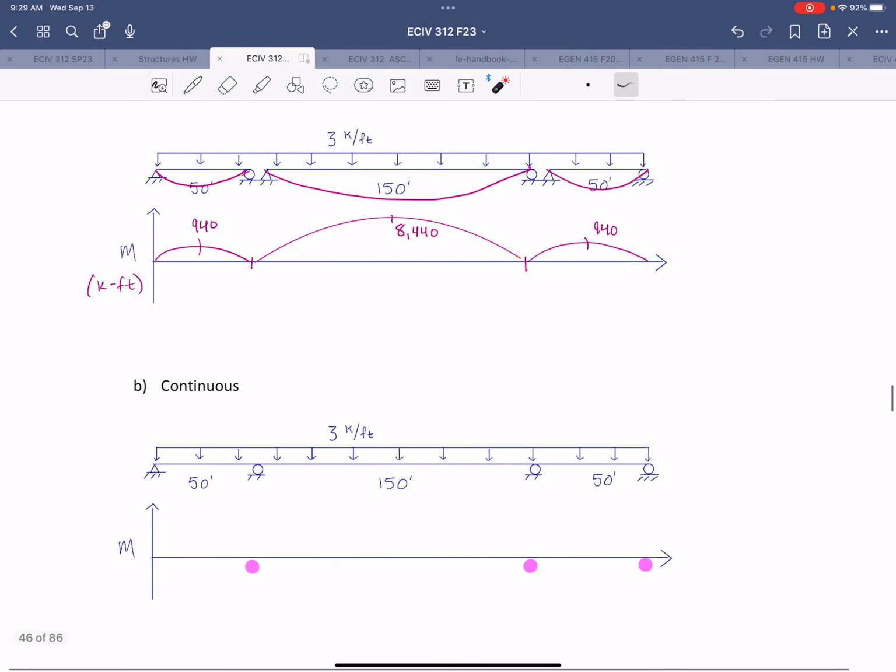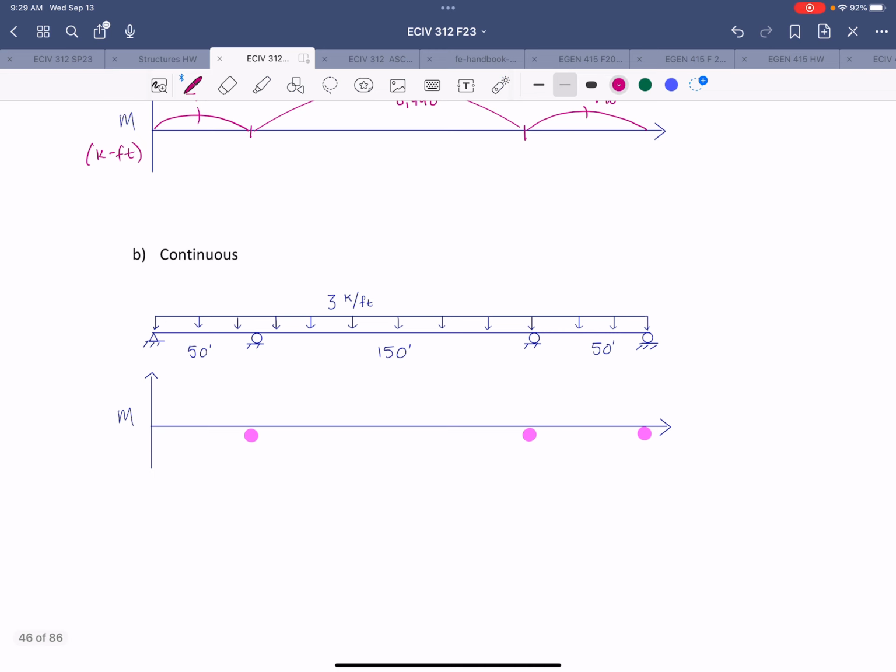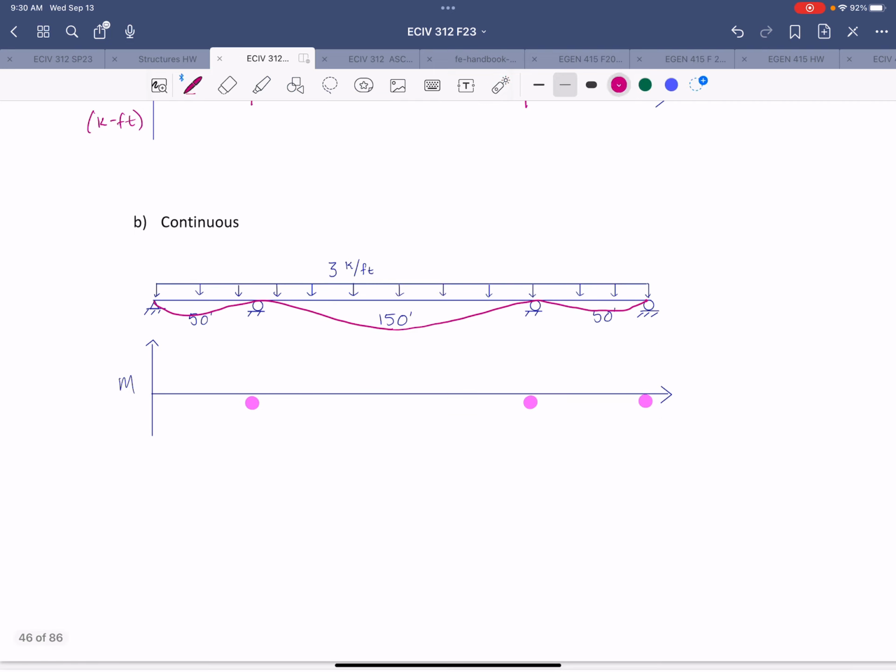But let's look at what happens if we make it a continuous beam. So now it's indeterminate. It's more complicated to analyze. The deflected shape, we're just going to do an intuitive assessment here first. The deflected shape would look something like this. So we would have some negative bending over the internal supports there. And the moment diagram would look something like this.